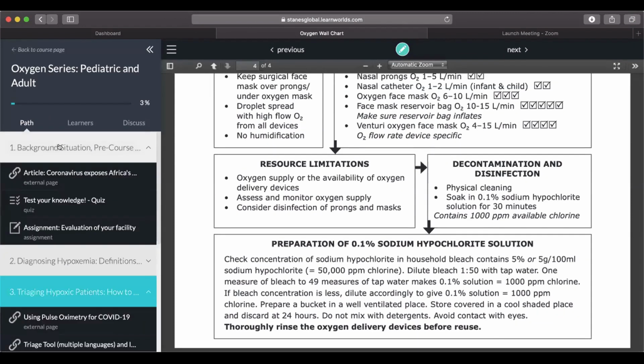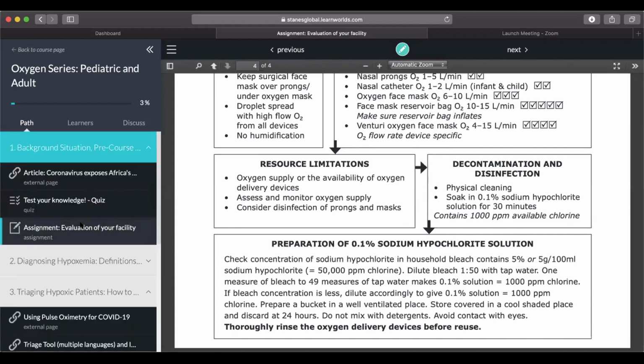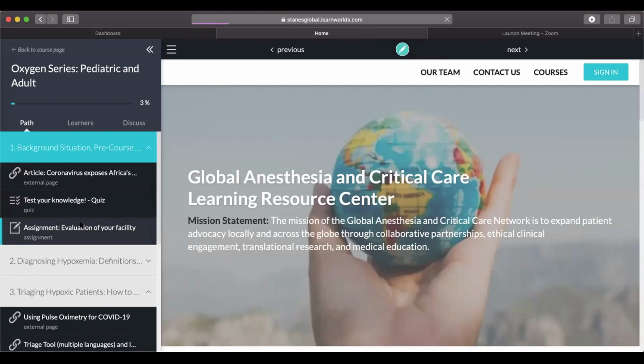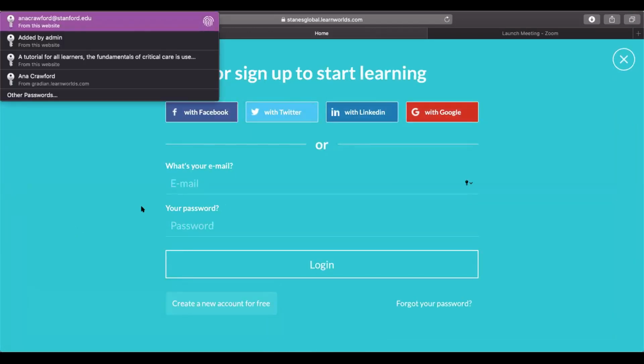So I'm going to go back to the start of this Learning Resource Center and go through the evaluation of your facility. Whoops, apparently I have to sign back in.